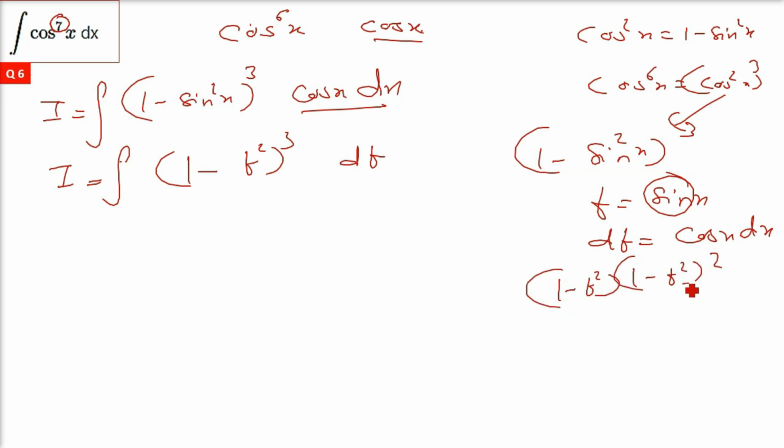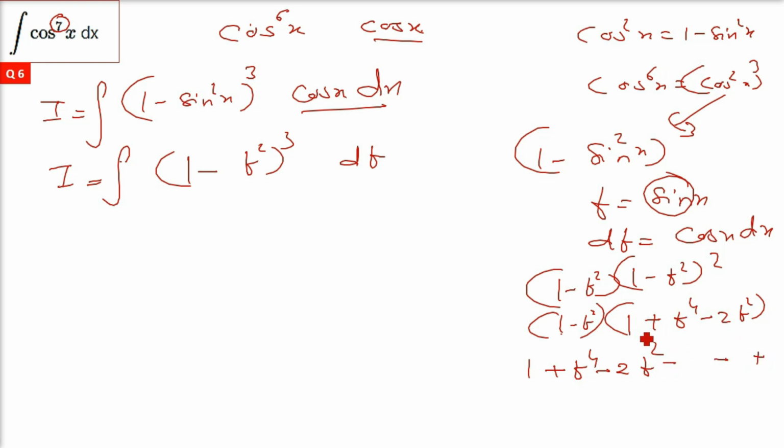This is just to let you know that those students who might not recall this formula can just use one or less than one minute to solve it. 1 minus t square is a minus b whole square. 1 minus t square multiplied by a minus b whole square is like this. So I am multiplying this: 1 plus t raised 4 minus 2t square by 1.